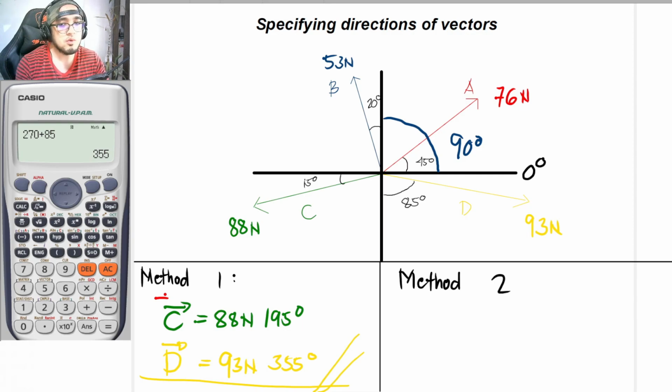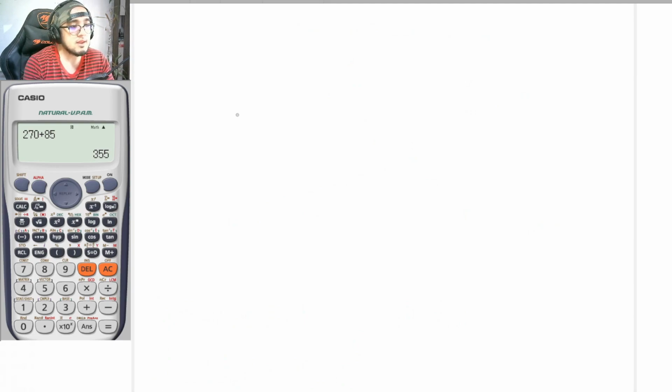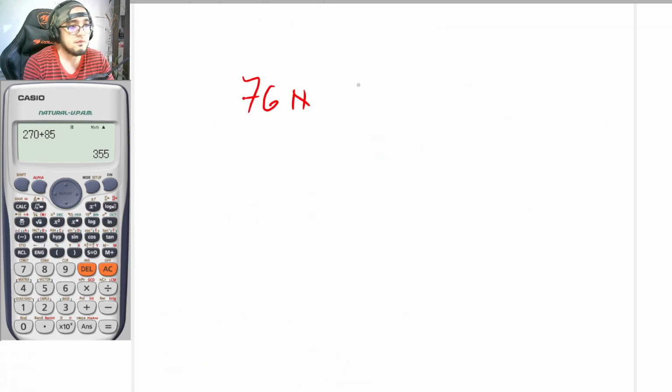And for your method 2, we would be making use of the geographical directions: north, east, west, and south. For the first vector, vector letter A, once again just write the magnitude, which is 76 newtons, followed by the direction. We actually have two ways. We can either write it like this, 76 newtons, followed by 45 degrees. So what is that?